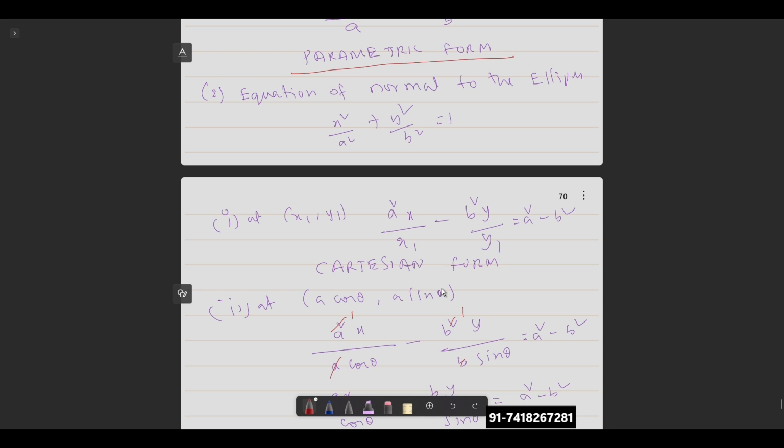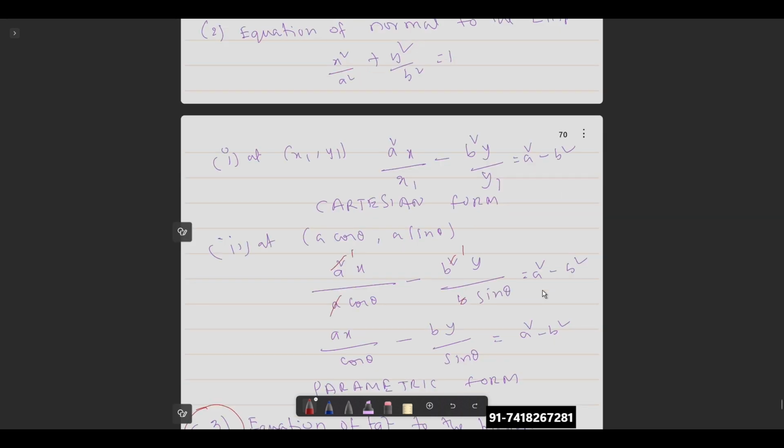Coming to the normal, the slope has to satisfy m1 into m2 equal to -1. That will be used to get the straight line equation for the normal. That derivation we will do separately, because it will take time. Now we'll see the results only. I'll make a separate video for the derivation for the ellipse as well as the hyperbola, so that you will understand the same procedure.